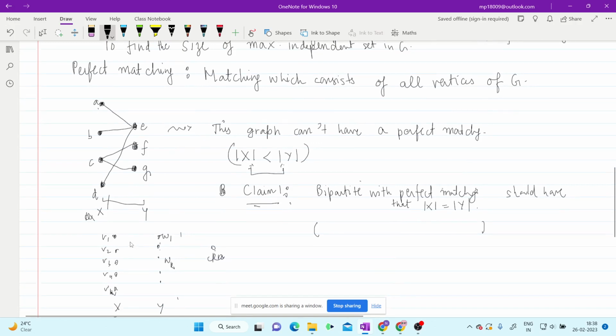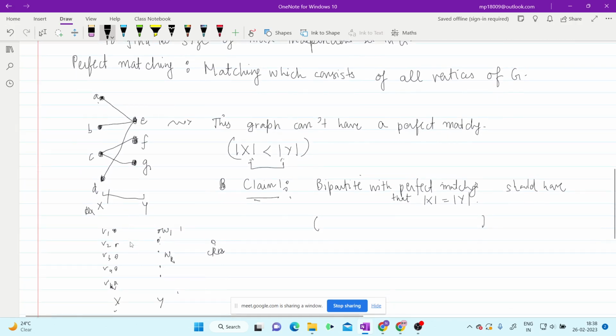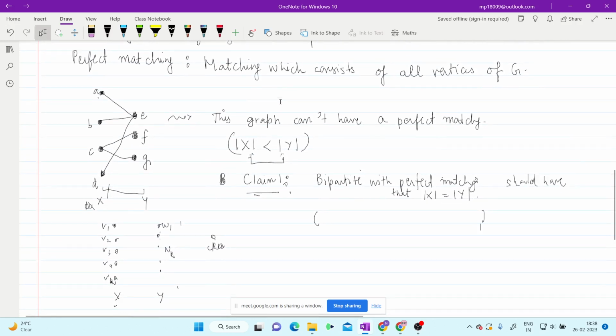We also gave a kind of a proof also. This is fine. So now we know that bipartite graph. So we want to find the size of maximum independent set. So first we have shown that if a bipartite graph has perfect matching, then order of X is equal to order of Y. Therefore, suppose order of X is equal to order of Y is equal to n. Now if a bipartite graph has perfect matching, this is true.